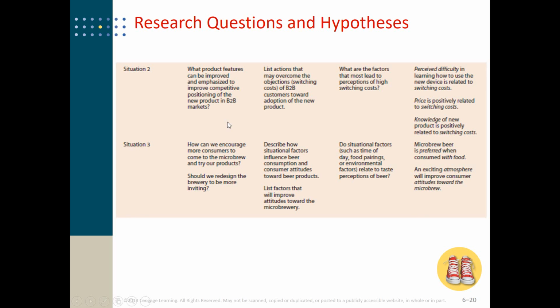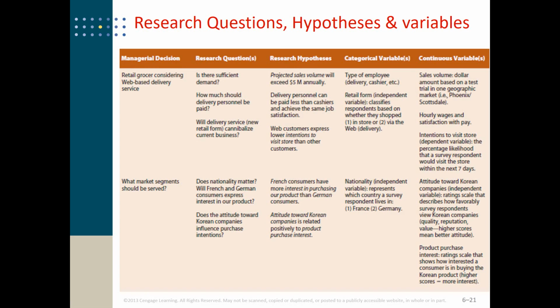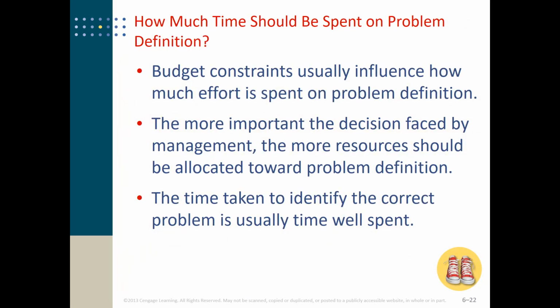Some more examples are there. Please manage some time to go through them. So once you write down your research hypothesis, then what you need to do is you need to find out your variables, and you need to decide whether they will be categorical variables or continuous variables.